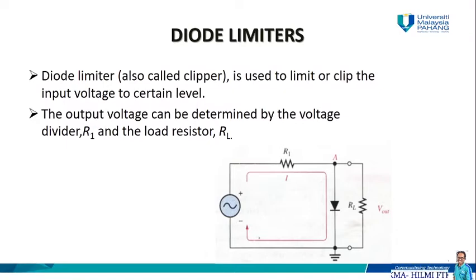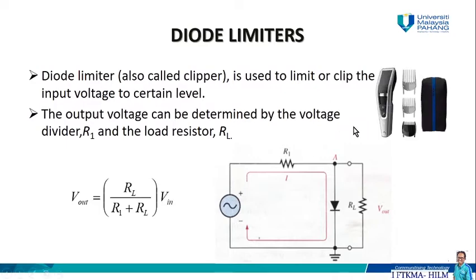So we are going to start with diode limiters. A diode limiter, which is also called a clipper, is used to limit or clip the input voltage to a certain level. Maybe you have heard about a hair clipper, a hair trimmer. A diode limiter is like a trimmer, a clipper, where it cuts any unneeded voltage for that circuit. The output voltage can be determined by the voltage divider R1 and the load resistor RL. Let's say we have a circuit where the diode is in parallel with the load resistor RL, and we have R1. The Vout, the output voltage, is equal to RL over R1 plus RL, times Vin, the input voltage.